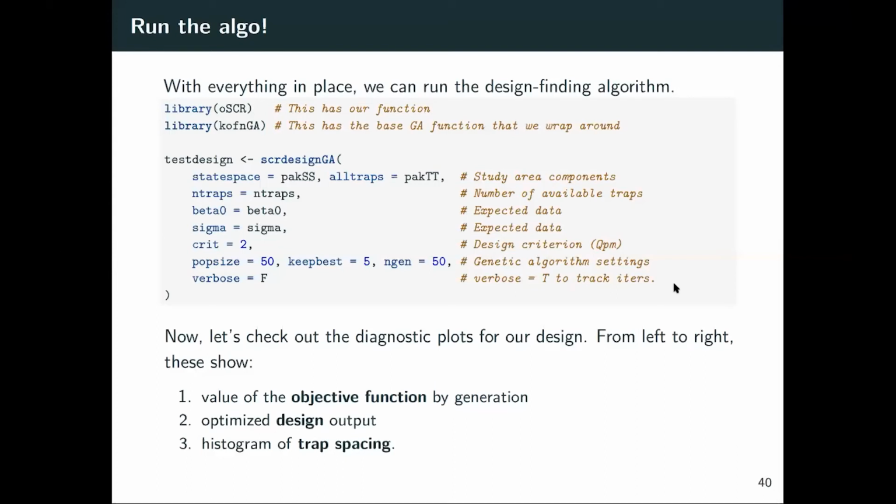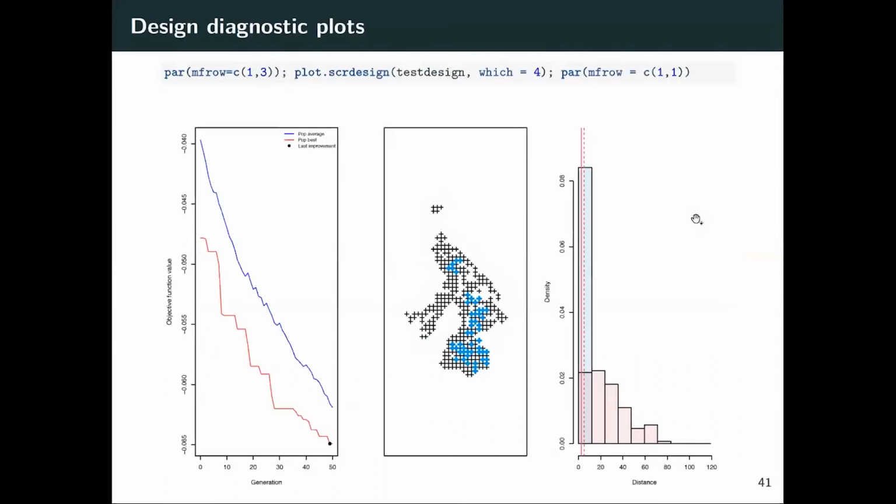Once we run the design, we've run it here for only 50 generations, which should give you an idea that right now this is probably not going to converge. We can plot these diagnostic plots for our design. From left to right, these show the value of the objective function by generation, and then the optimized design output and a histogram of trap spacing. So that's what you're seeing here.